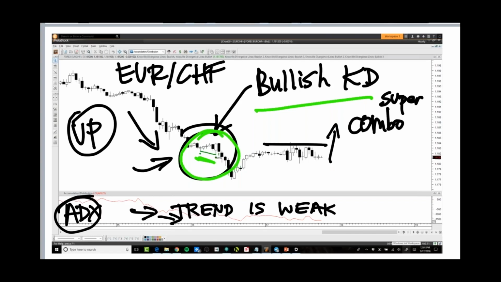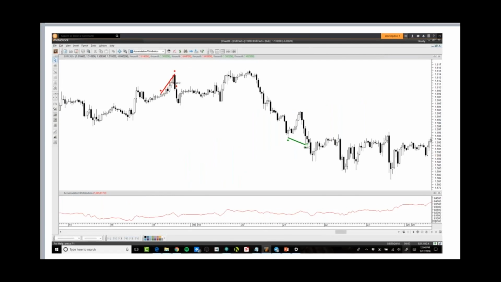Now I'll tell you more about my routine as we go, but I want to show you more examples. And as I show you more examples, I think I'm going to answer questions that you might have along the way. So here is a bearish Knoxville divergence. It's a red line, bearish KD, a red line on top of the bars or the candles.